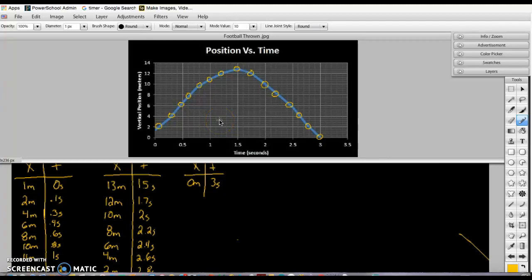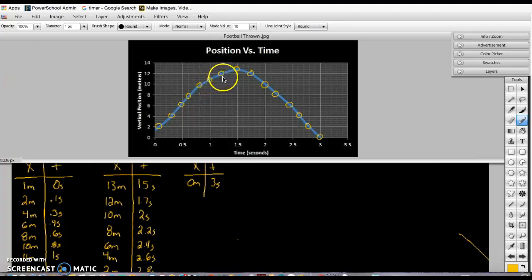Alright, so this is our first video on graphing the motion of a football being thrown. If we look at our graph here, this is the position versus time plot of a football being thrown. It looks very similar to what a football would look like if you threw it. Around this area would be where the ball is in your hand, and then you throw it, and the ball goes all the way up.